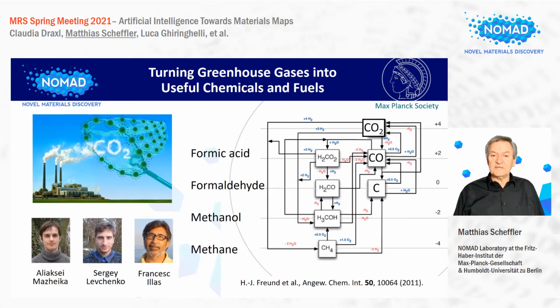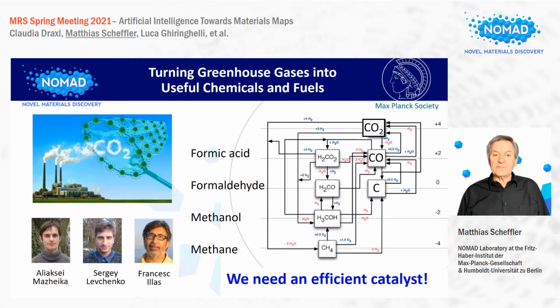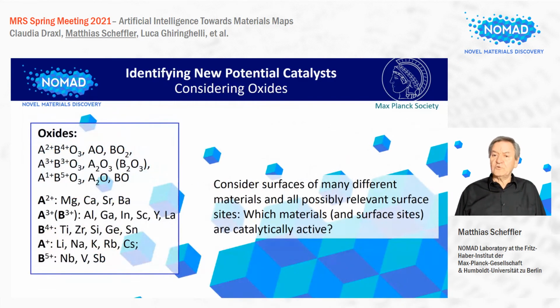We need a better catalyst, and I'd like to show how subgroup discovery may accelerate the process to find one. We have looked into metal oxides because oxides are typically cheap and stable. We looked at stoichiometries noted here, and we considered materials like manganese, calcium, strontium, barium, aluminum, and so on and so on. These are many different materials. Catalysis happens at surfaces, and so we also considered various surfaces of all these materials.